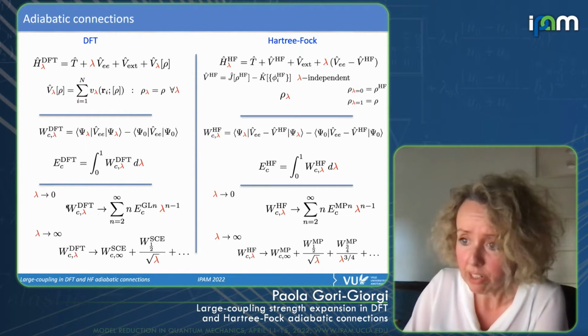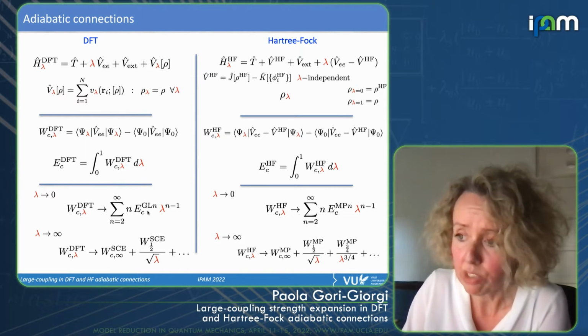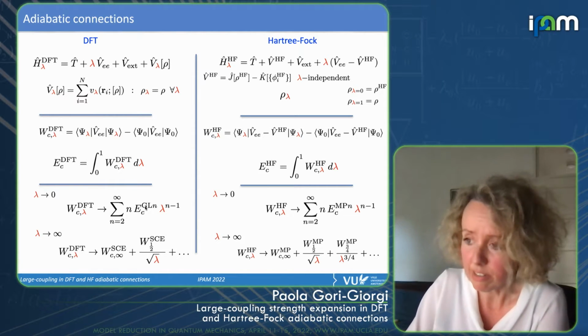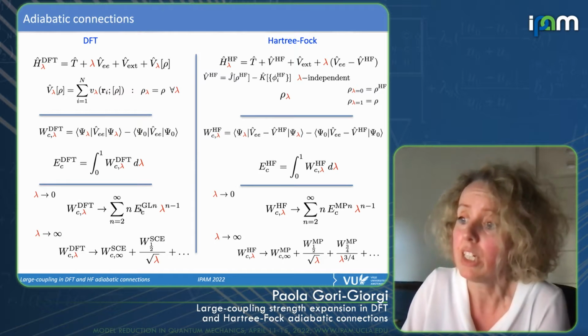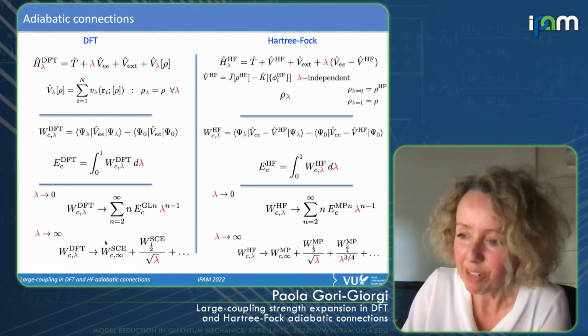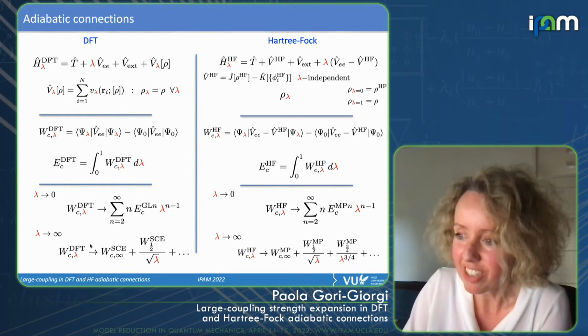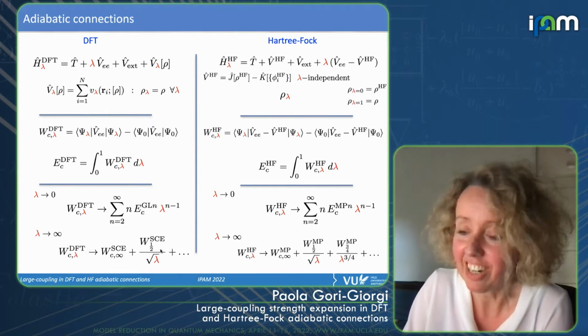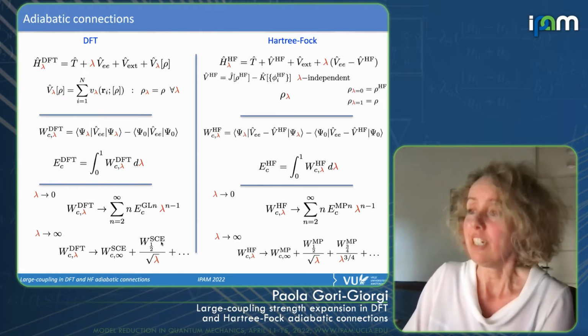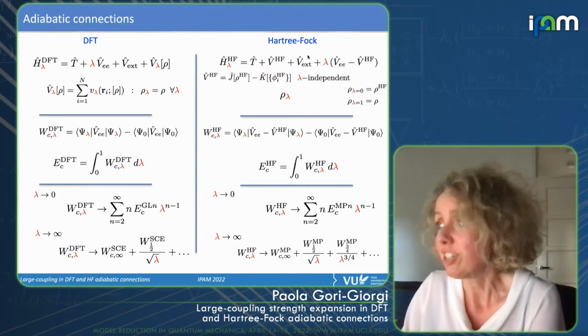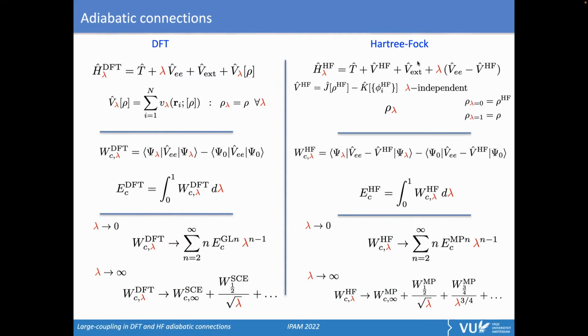Now, at small coupling strength, you have a perturbation theory that in Kohn-Sham theory is the so-called Görling-Levy perturbation theory. And one part of my talk will focus on this large lambda limit. This is what I mean by strong coupling. I also look at Hartree-Fock theory, and I will later explain why I look at both theories.